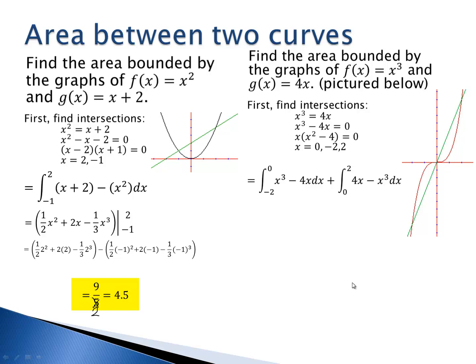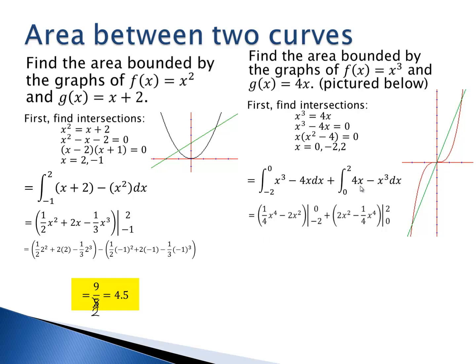Okay, so go ahead and integrate there using your power rule. Add 1 to the powers and divide by those powers. You should get 1/4 x to the 4th minus 2x squared on the first one from -2 to 0. Keep those limits of integration. And then just the opposite on the other one.